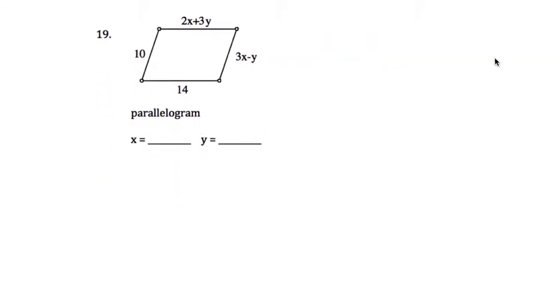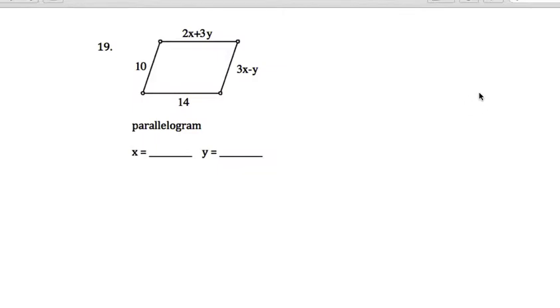So the first few questions were just asking the basic properties. Can you use those parallel lines? Can you use those properties of rhombus, rectangle, parallelogram to create equations and find those missing pieces? I will give you some questions that require a little bit more algebra, but the properties don't change. This side of 3x minus y is still congruent to this side of 10, so we're just going to start by writing that down. 3x minus y should equal 10. And this side of 2x plus 3y should equal this side of 14. So 2x plus 3y should equal 14.